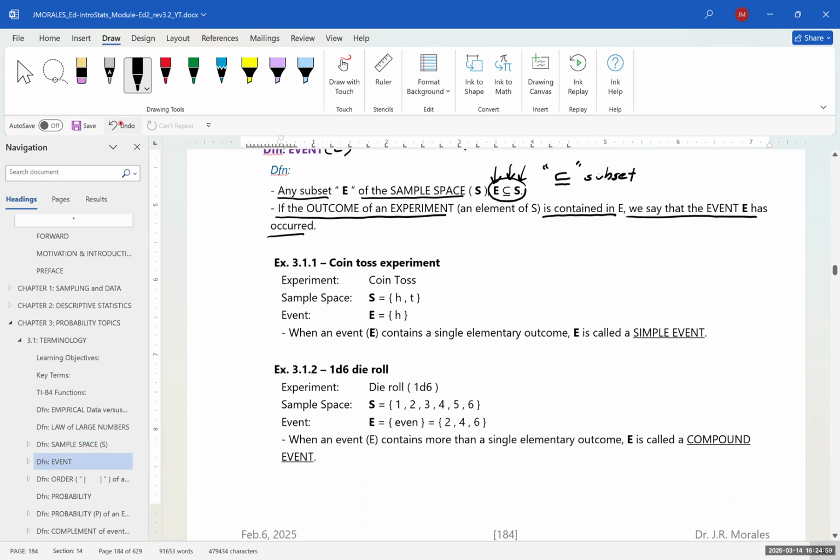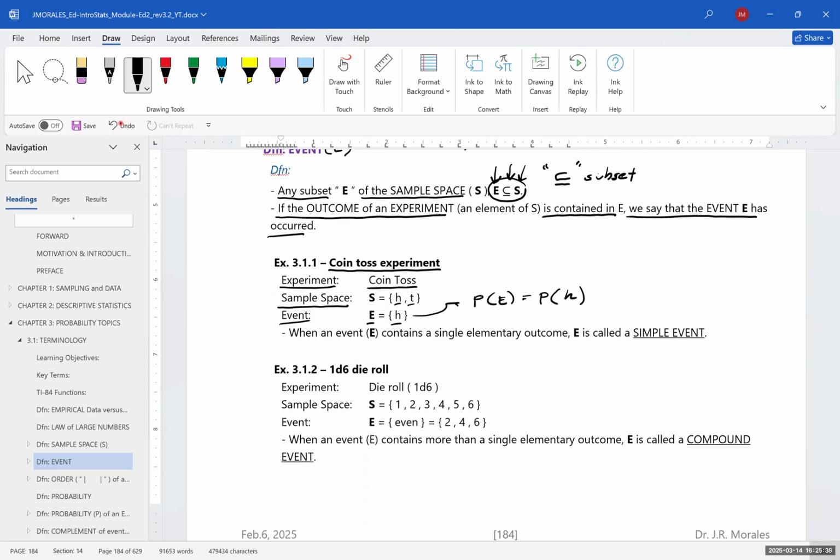So the first example, we'll just keep it simple with a coin toss experiment. So our experiment is a coin toss. The sample space would be all of the elementary outcomes of a coin toss, and that would be a heads or a tails. And we're just going to arbitrarily define an event to be the event of getting a heads. And so this would lead you to calculate maybe the probability of the event, which is the probability of getting heads.